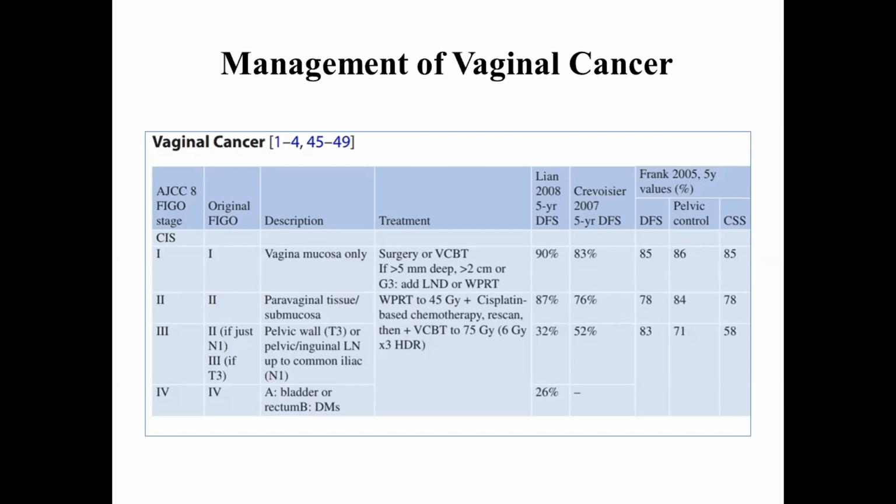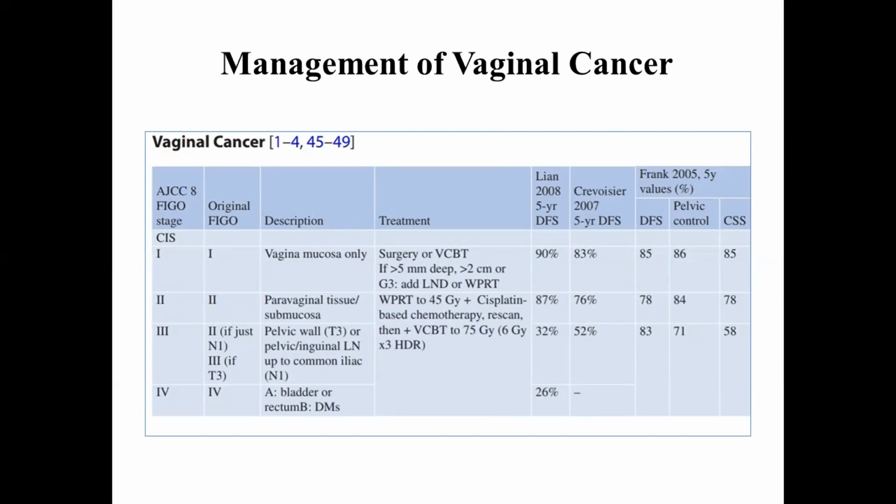Now, stage 2, where the submucosa or the paravaginal tissue is involved: whole pelvic RT to 45 gray, weekly cisplatin-based chemotherapy, then vaginal cylinder brachytherapy, 6 gray in 3 fractions HDR, with a total dose of 75 gray. Stage 3 is also treated along the same lines: 45 to 50 gray whole pelvic RT by EBRT and brachytherapy, 6 gray in 3 fractions. Stage 4A involves bladder and rectum, and 4B is distant metastasis.